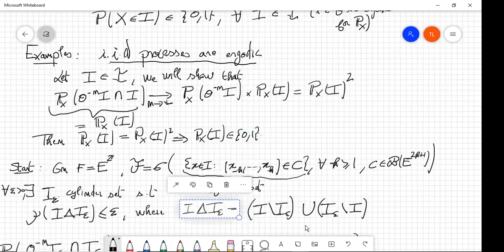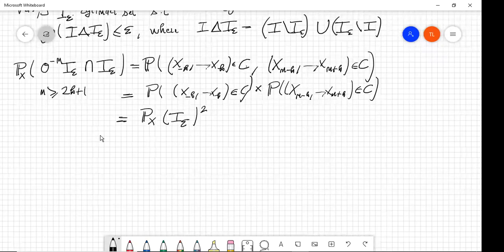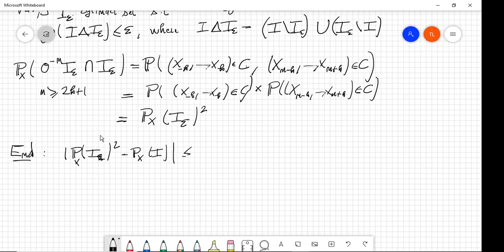And now, if you want to run the proof, if it is true for I epsilon, the limit will also be true for I. You simply have to notice that if you look at Px of I epsilon squared minus Px of I squared, this is always smaller than 2 epsilon. So you simply use this fact about the approximation. Sorry, I forgot the square here. It can be bounded by 2 epsilon.